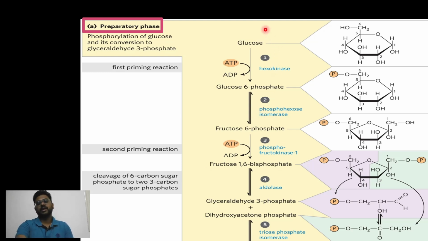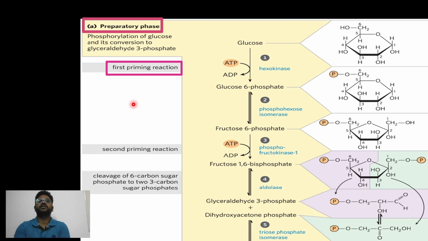So here basically what happens is that glucose is first phosphorylated and then split into 3-carbon compounds. This is the total funda: glucose phosphorylated and split into 2 3-carbon compounds. So that is the total funda. So let's see what happens. Initially you have glucose, and glucose is phosphorylated at the 6th carbon by the help of an enzyme called hexokinase, producing glucose 6-phosphate. And now this step is called the priming step, priming reaction.